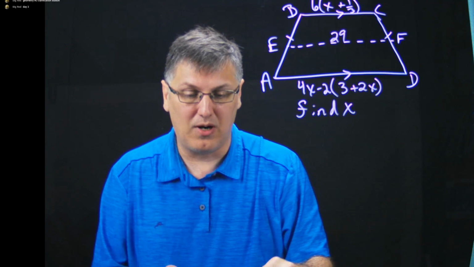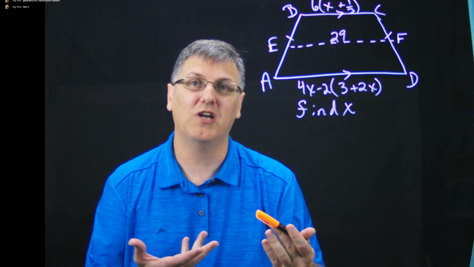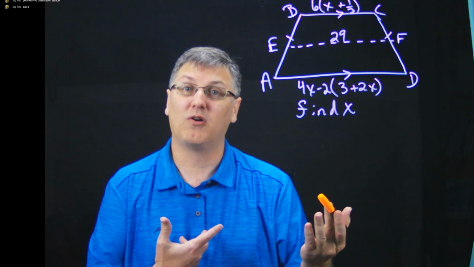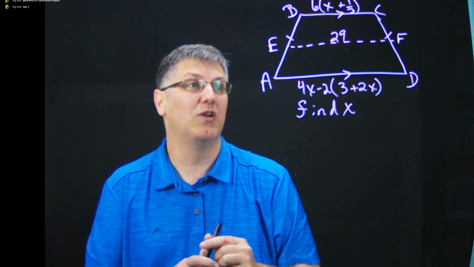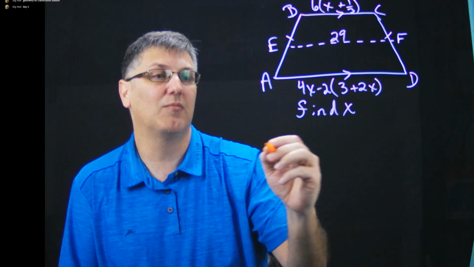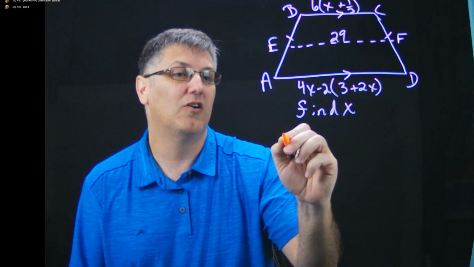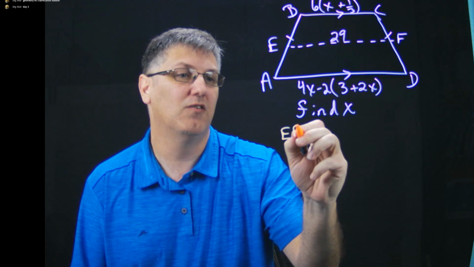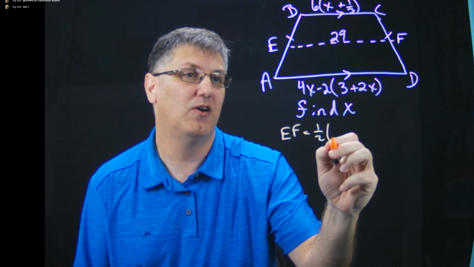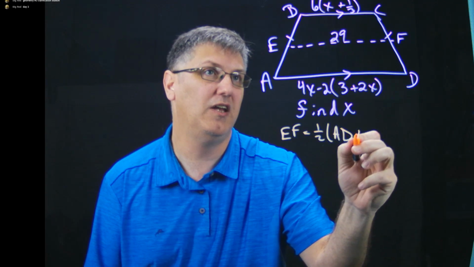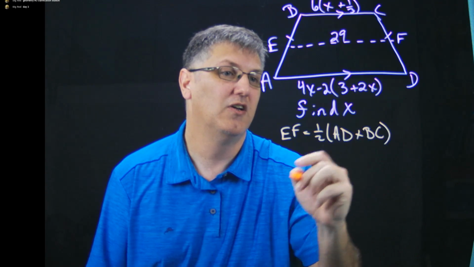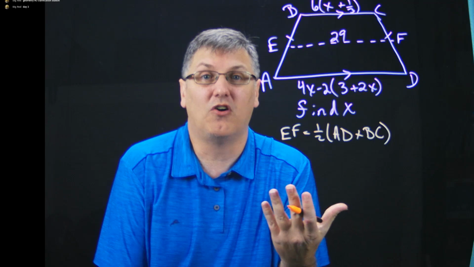This is a classic type of problem that we do all the time in my class. We're going to use geometry to set up algebra. Then we're going to solve the algebra problem. All right, so the first thing we need to know is the formula for my mid-segment. My EF is going to be 1/2 of AD plus BC. So I just plug everything into the formula and solve.